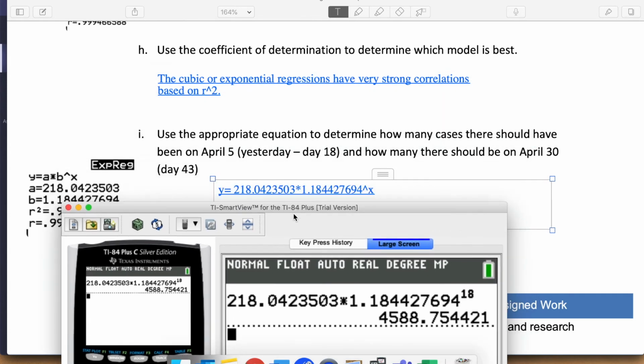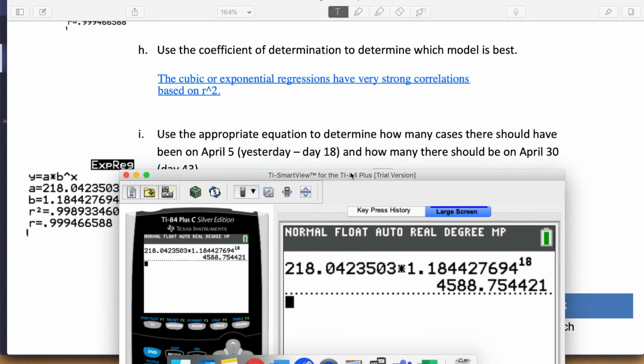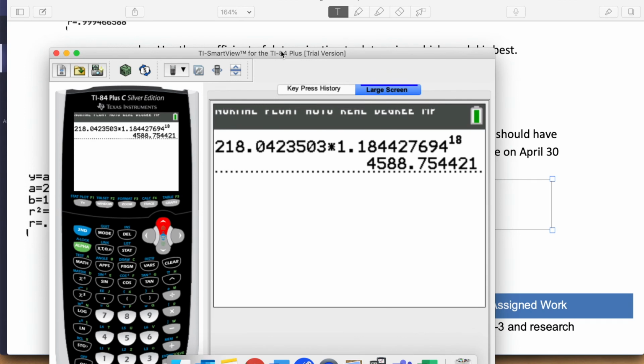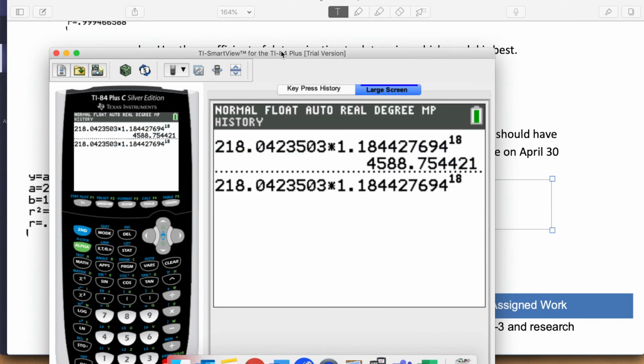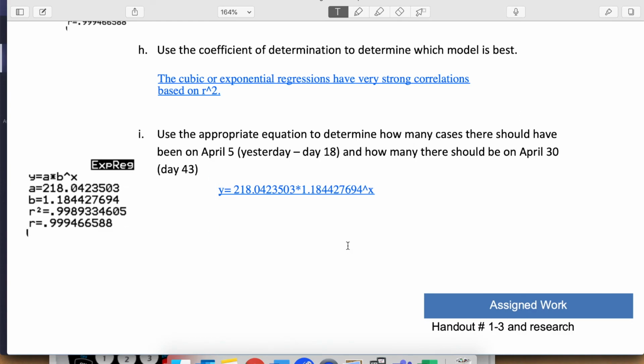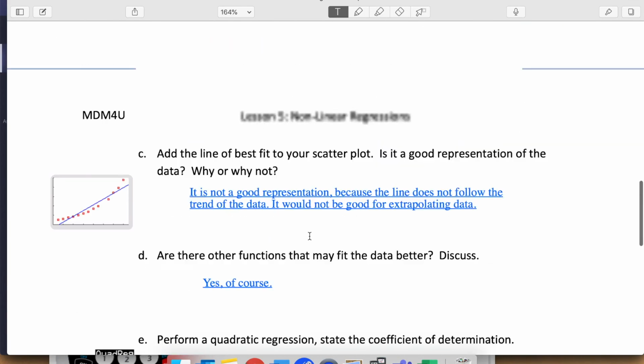The other part here is to estimate on day 43. So I'm going to take this equation, I'll repeat it, but I'm going to change this to 43. So we'll try that. Wow. So that means that this is estimating that this is 315,000 based on that. So I'm just going to put that in there.